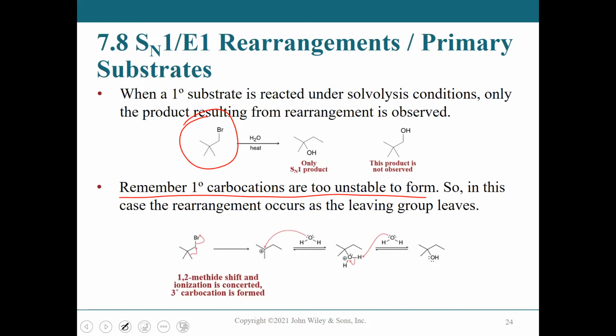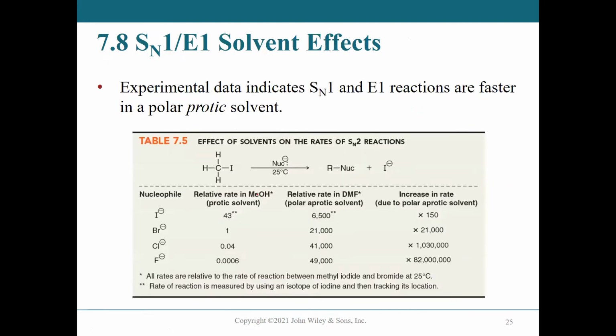Let's just keep going. Primary carbocations are too unstable to form. So in this case, the rearrangement occurs as the leaving group leaves. Yes, because a primary carbocation cannot really exist. So here the bromine leaves, and the methyl migrates in kind of like an SN2 reaction. You can see that it attacks from the back, and they form a tertiary carbocation, which is more stable. That's when the substitution occurs. Okay, so let me see. This is definitely better to explain by hand.